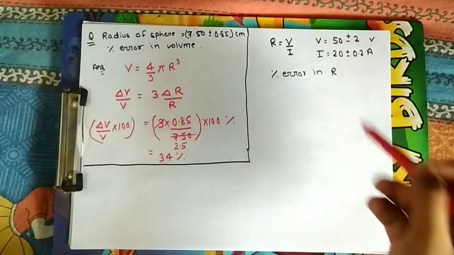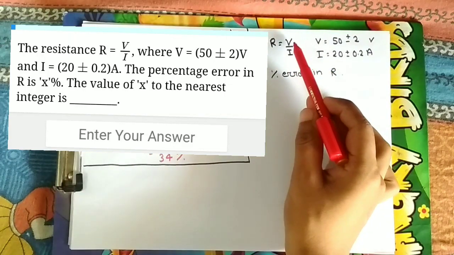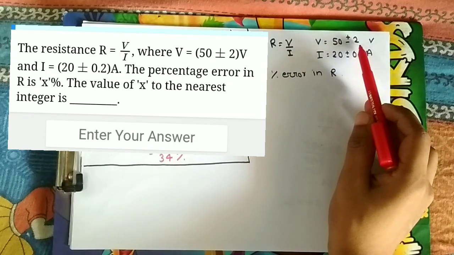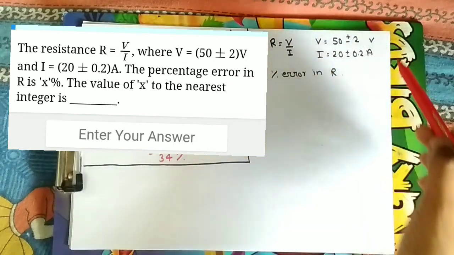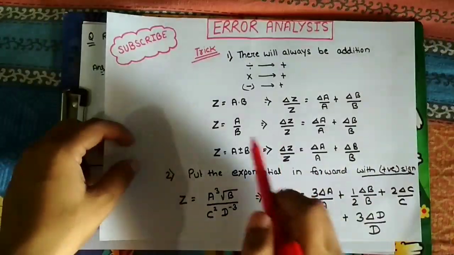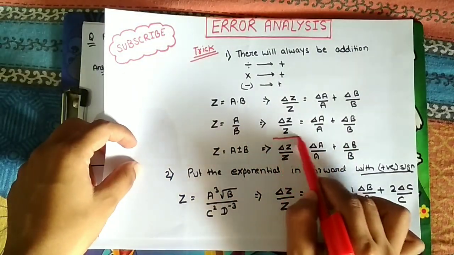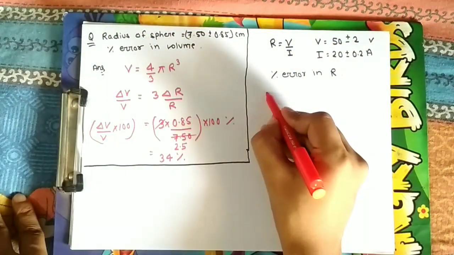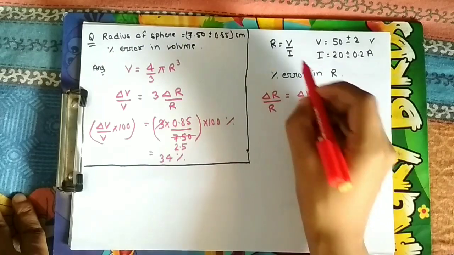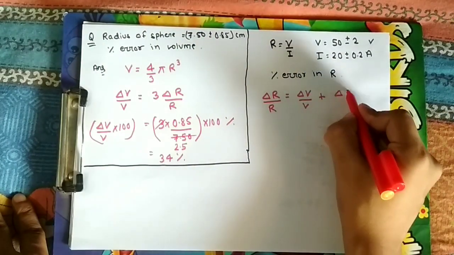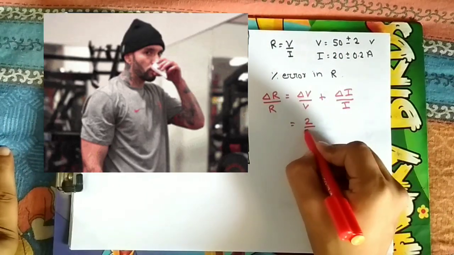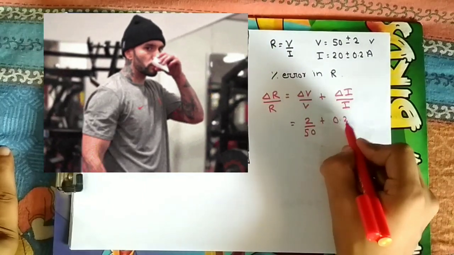There is another question which was asked in NEET. The resistance is given by the expression voltage by current. Voltage is given as 50 plus minus 2 volt and current is 20 plus minus 0.2 ampere. We have been asked the percentage error in R. So see this, there is the expression Z is A by B. We will use this expression: delta R upon R is delta V upon V plus, it is always additive in nature, delta I upon I. Now put the values: delta V is 2 upon 50 plus current 0.2 upon 20.